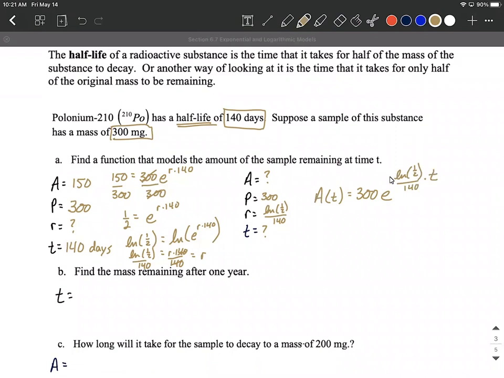And all of this is up in the exponent of the e. If you like, you can put a big set of parentheses around that entire exponent. Sometimes students find that helpful. All right, so part B.